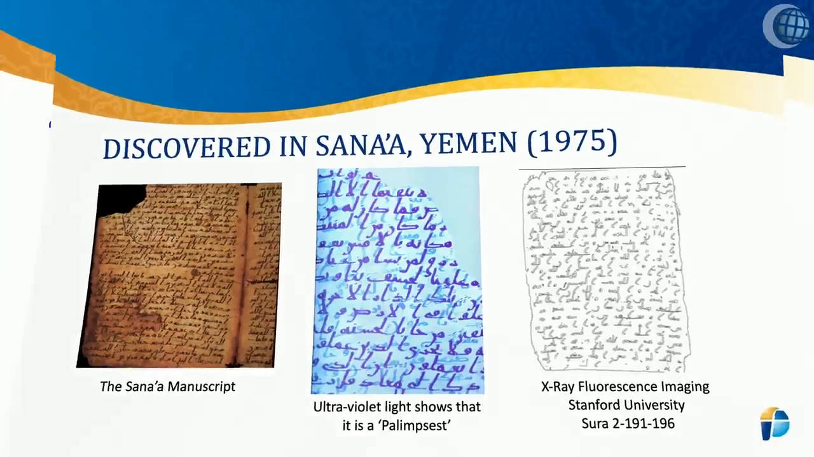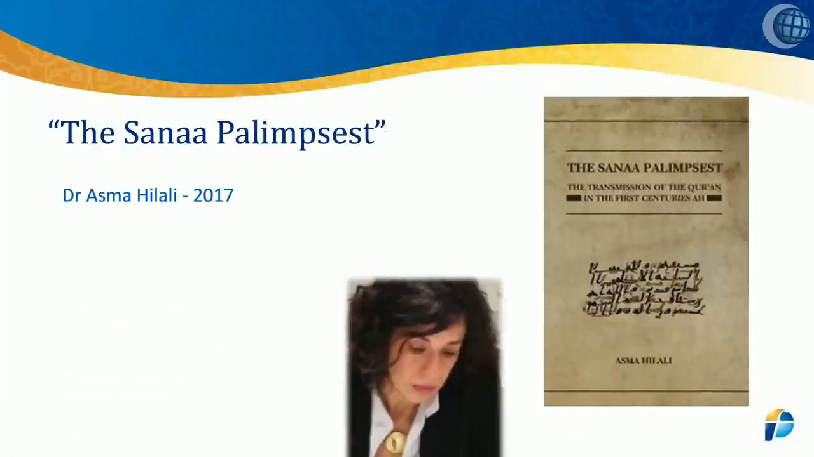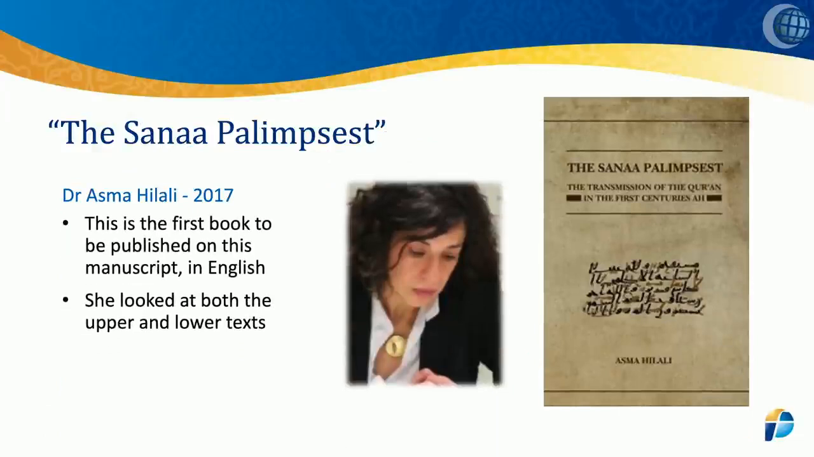What's fascinating is that the one who has written about it is Asma Hilali. I have her book right here. This is called The Sana Palimpsest: The Transmission of the Quran in the First Centuries AH. That means Anno Hegirae. As a PhD student, I appreciated her work. And regardless of how you agree or disagree with her conclusions, the bulk of the work, the body of the work, is very helpful. I would suggest you do get this. This is a good book.